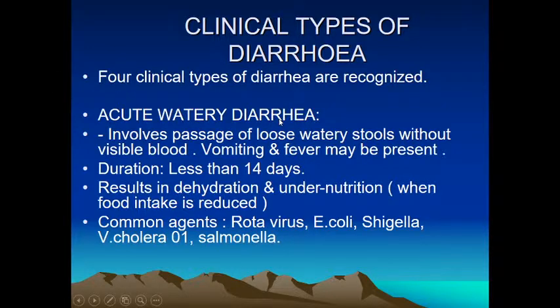What are the different types of diarrhea? The four clinical types which we have: one is acute watery diarrhea, which involves passage of loose, watery stools without visible blood. Vomiting and fever may be present, and duration is less than 14 days. It results in dehydration and undernutrition when food intake is reduced. The common agents are rotavirus, E. coli, Shigella, Vibrio cholerae O1, and Salmonella. These cause acute watery diarrhea.